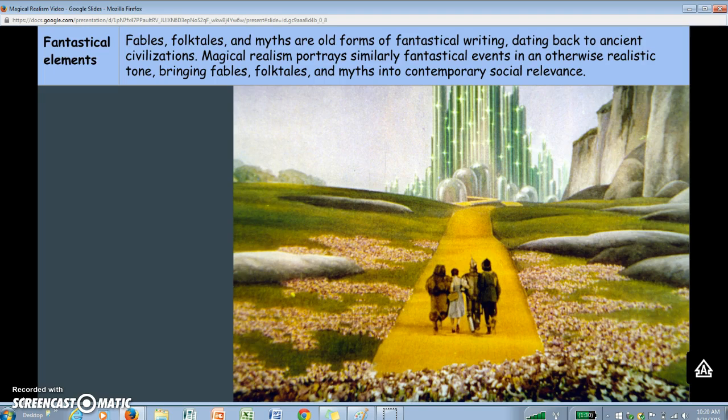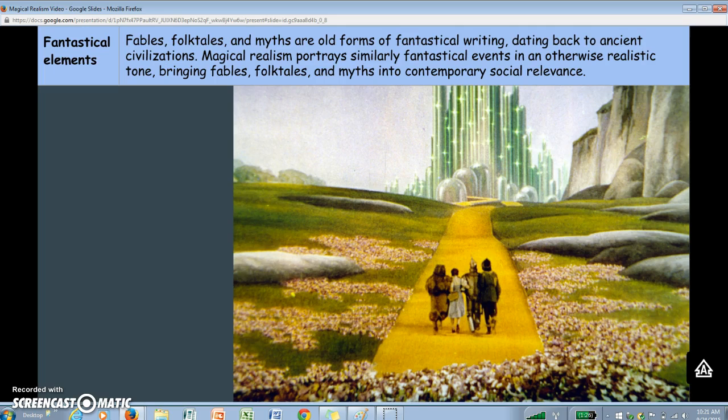Then, the fantastical elements are entered into her reality. So her house gets swept up by a tornado, and she wakes up in a different land. Now, these fantastical elements are like fables, folktales, and myths that date back to ancient civilizations. However, magical realism takes the characteristics of fables, folktales, and myths and portrays them in otherwise realistic tones, bringing fables, folktales, and myths into contemporary social relevance.